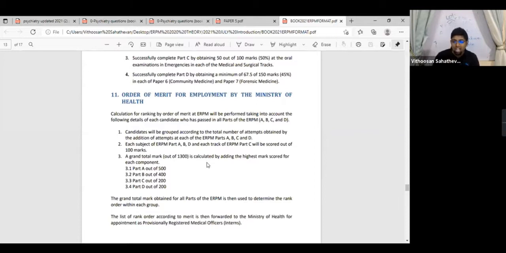Then they will look at the attempt. All the first attempt students will come first. Second attempt students will come second. Then the third attempt, like that will be counted. So that's why it's important to pass all in the first time, because even if you are left with a subject, you will be coming under the second attempt. You got it? You will be coming under second.